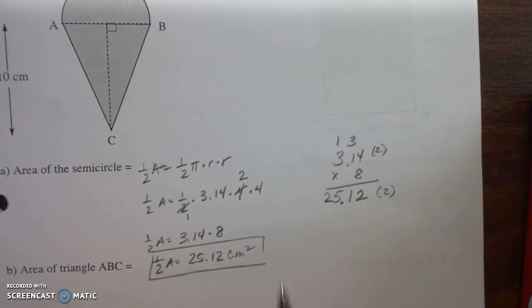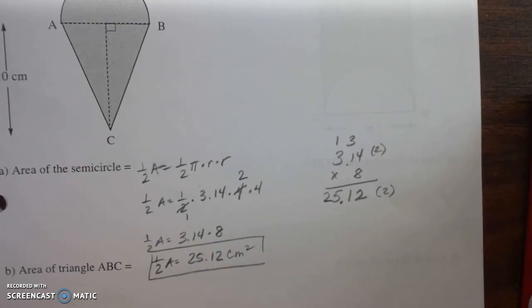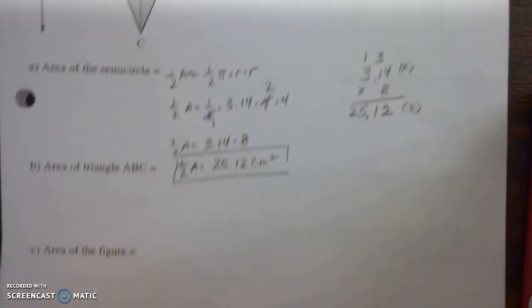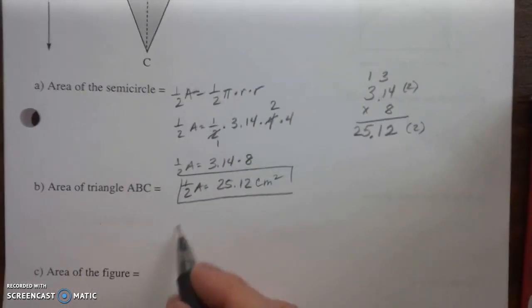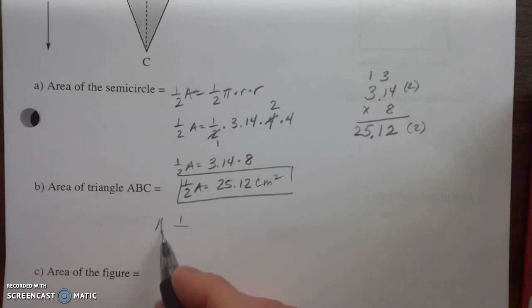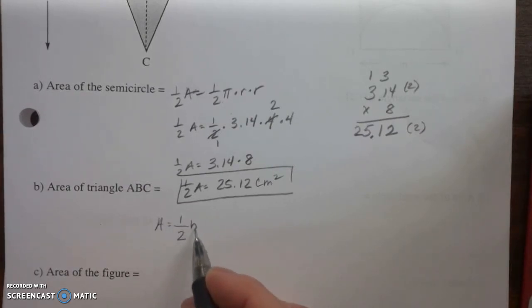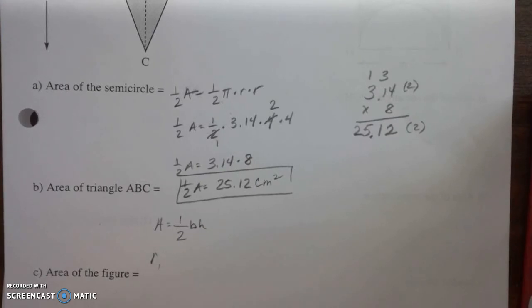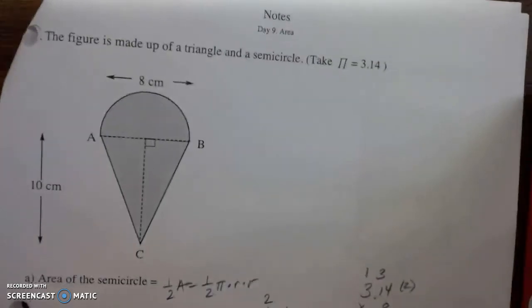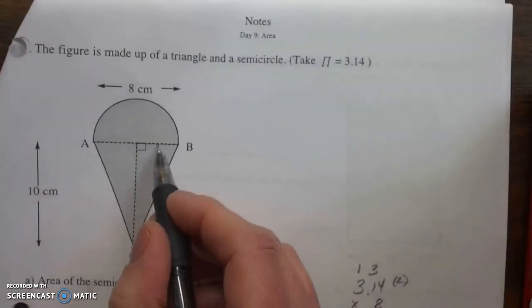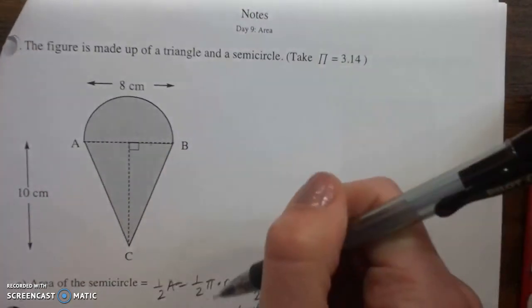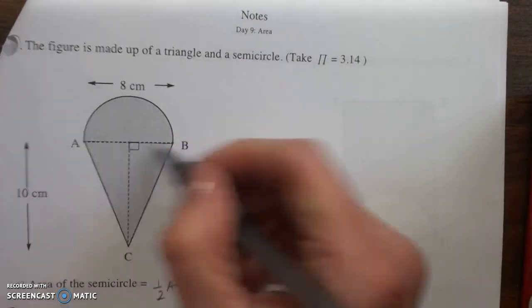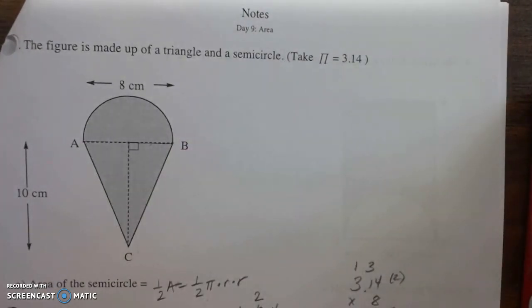Now I want to find the area of the triangle. The area of a triangle is always 1/2 times base times height. So up here with my triangle, let's take a look at it. I've got a base of 8 and a height of 10. Your base and height always need to be at right angles to each other.